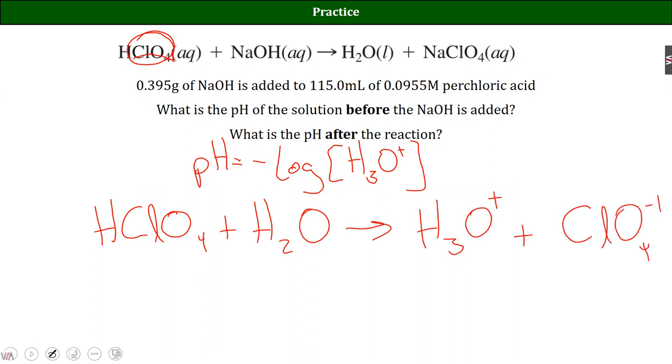And again, for this class, we're only going to be doing stoichiometry with acids that are strong acids. So we can assume that this reaction happens 100% of the time. In other words, if we want to know the pH, we need to know H3O plus concentration. And if we want to know H3O plus concentration, we just need to know the concentration of the acid in molarity, in moles per liter.